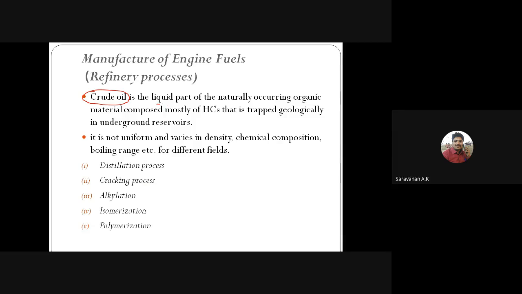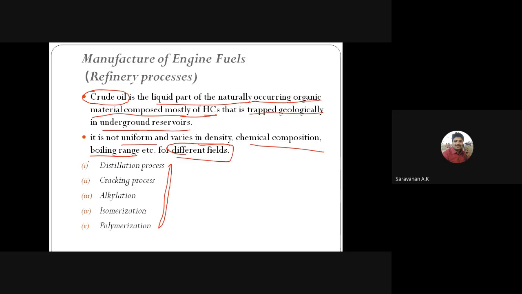Crude oil is the liquid part of naturally occurring organic material, composed mostly of hydrocarbons, trapped geologically in underground reservoirs. Right from the earth, you can get crude oil. It is not uniform; it varies in density, chemical composition, and boiling range in different fields.